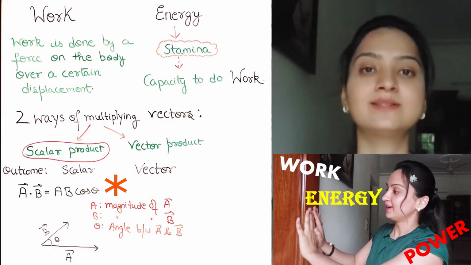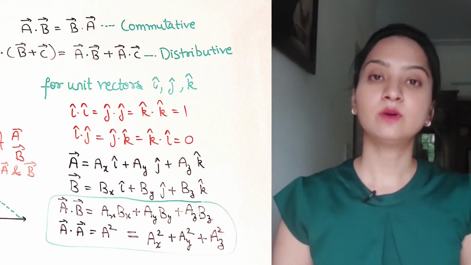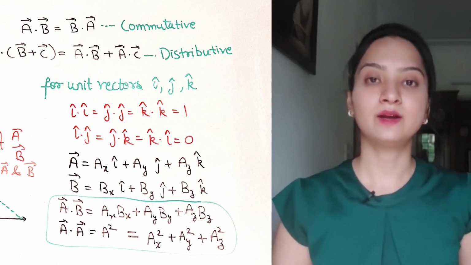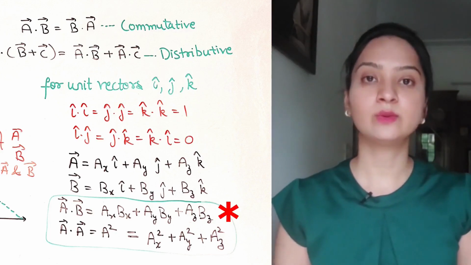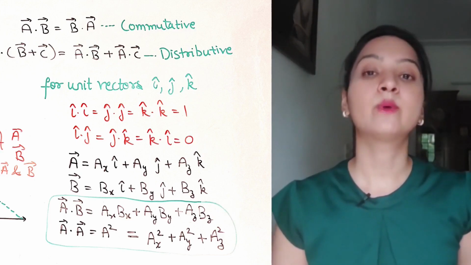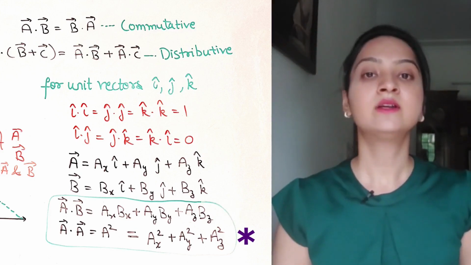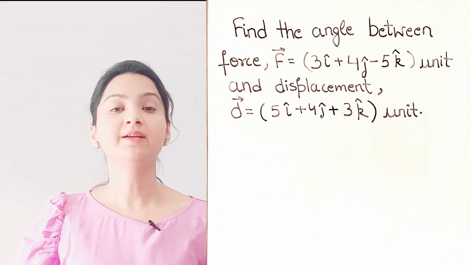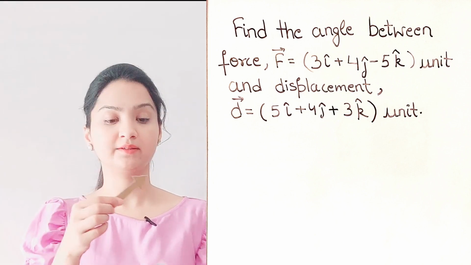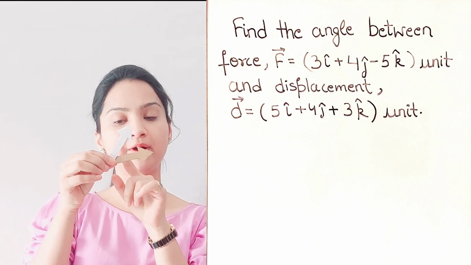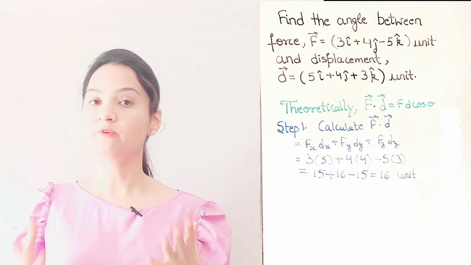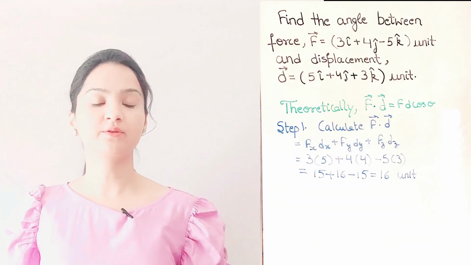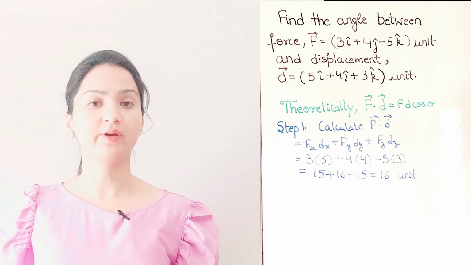A dot B is AB cos theta, the expression of the two vectors when multiplied by means of dot product. You will get this resultant, and if a vector is multiplied by itself, the dot product will be this. But if I say that this is the force vector and this is the displacement vector, can you find the angle between the two? Step 1 will be to calculate the dot product of force and displacement vectors.